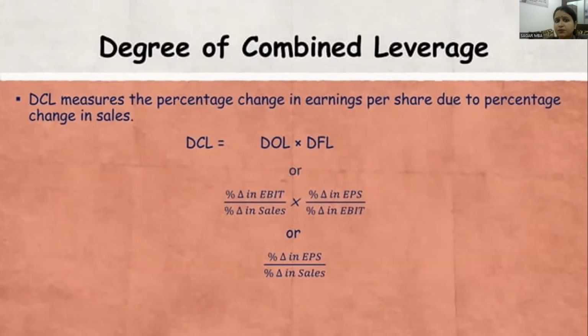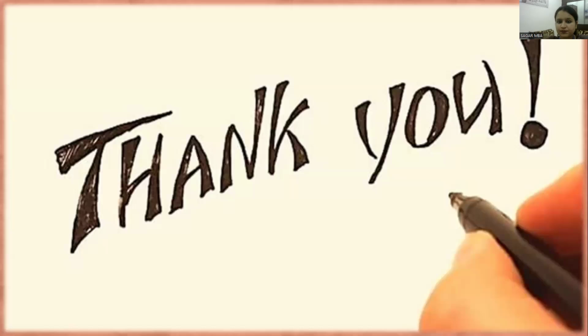Degree of combined leverage. DCL measures the percent change in earnings per share due to percent change in sales, and the degree of combined leverage is DOL into DFL. That is percentage change in EBIT upon percentage change in sales, into percentage change in EPS upon percentage change in EBIT, or percentage change in earnings per share upon percentage change in sales.